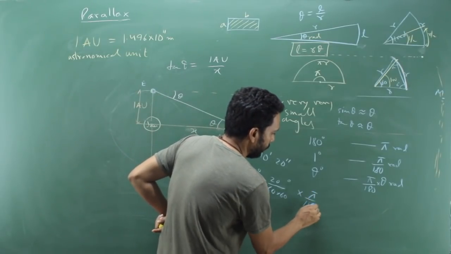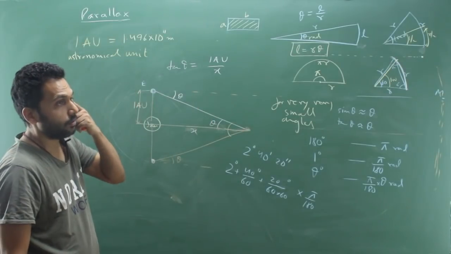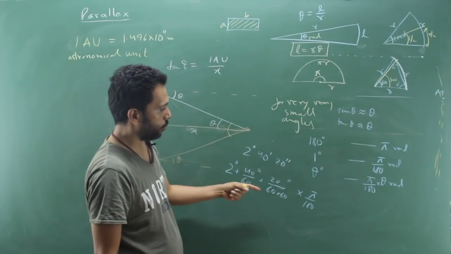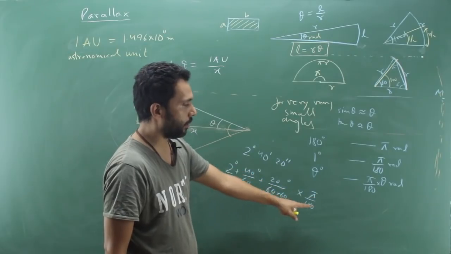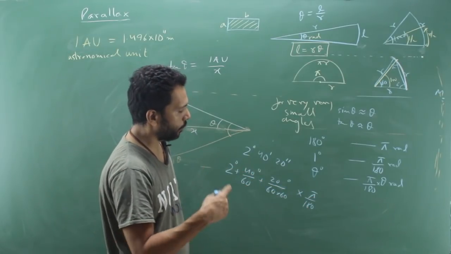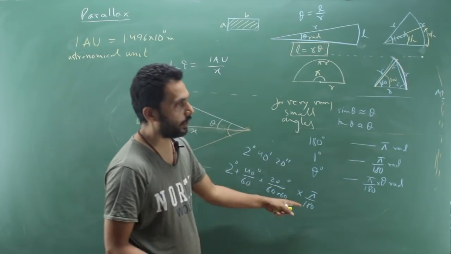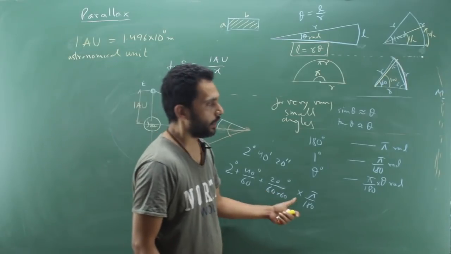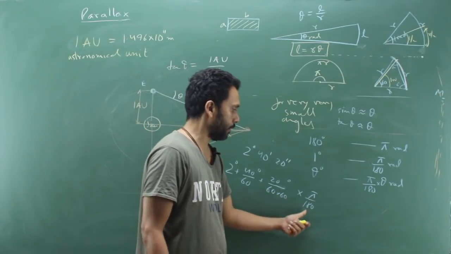Into pi by 180. You can always remember that it has to be way low in radians. 3 point something is 3 point something radian, 3.14 radian is 180 degrees. So 1 degree will be 3.14 chopped into 180 parts.